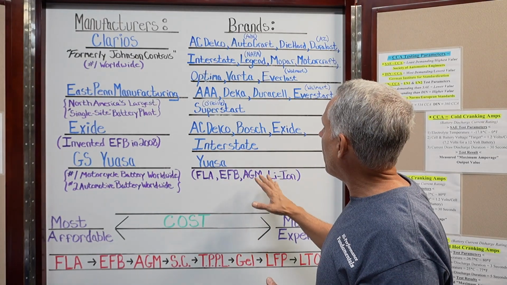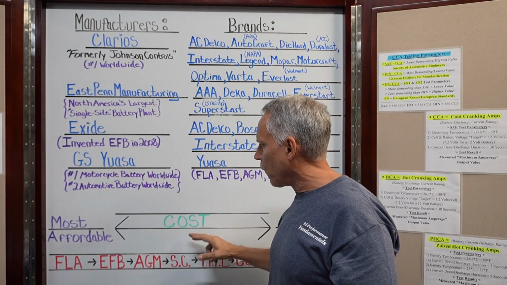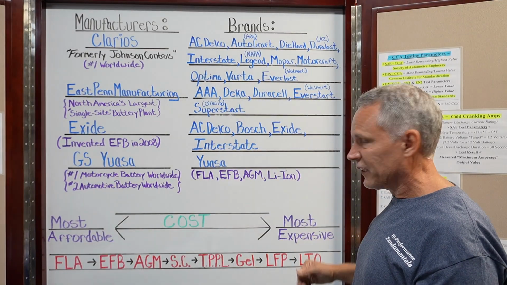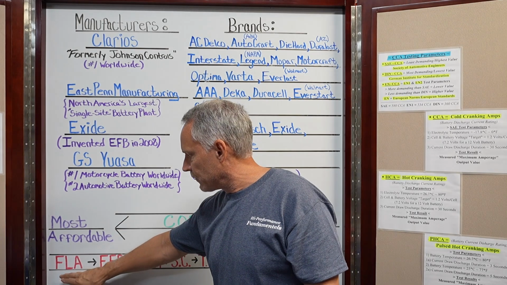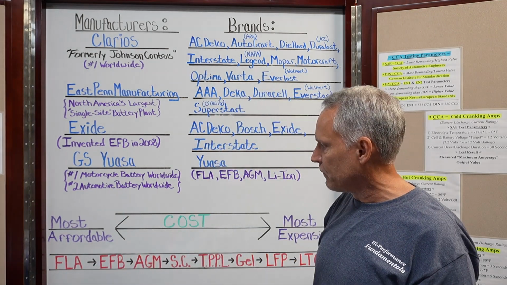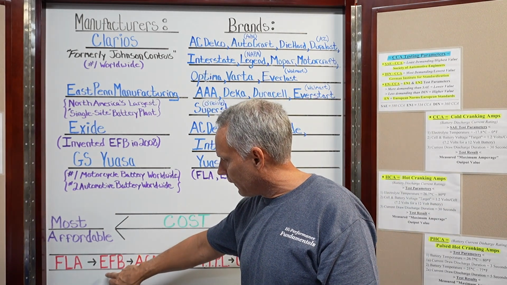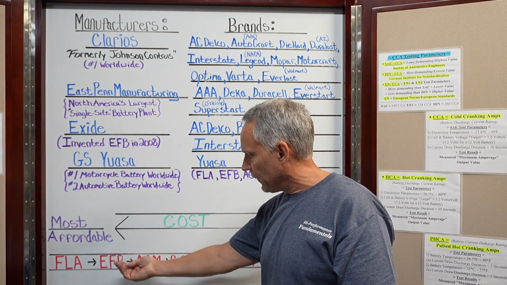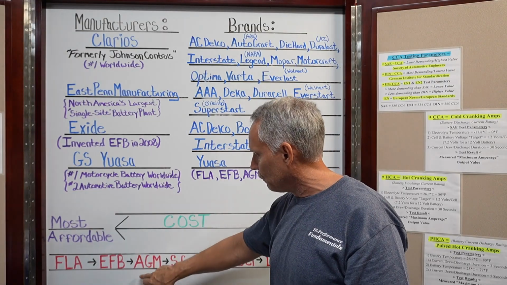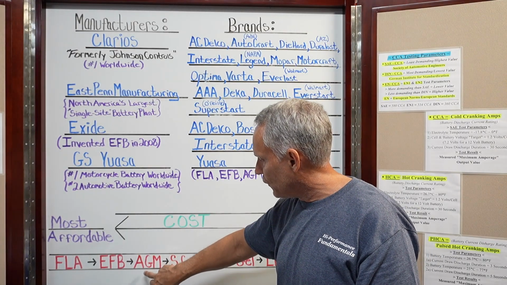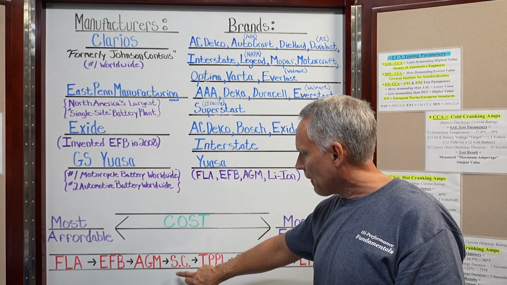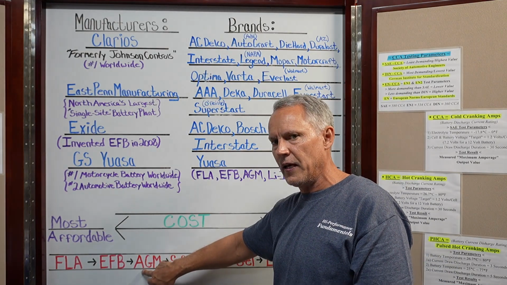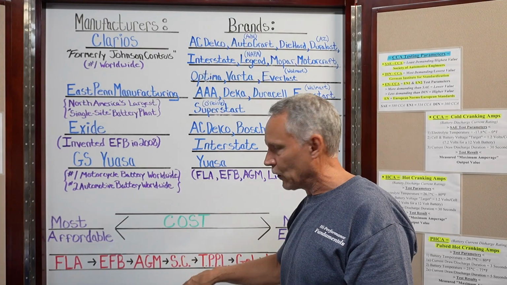Okay, one other thing real quick, a cost comparison. It goes left to right, most affordable to most expensive. That's going to be our maintenance type flooded lead acid battery. Then another lead acid battery, the enhanced flooded battery. Then, once we get out of the liquid electrolyte batteries, an AGM battery is next. Then the spiral cell Optimas tend to be more expensive than a lot of the AGMs, not necessarily, but in a lot of cases they are.